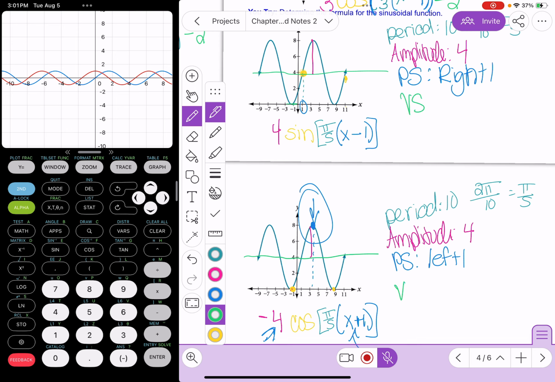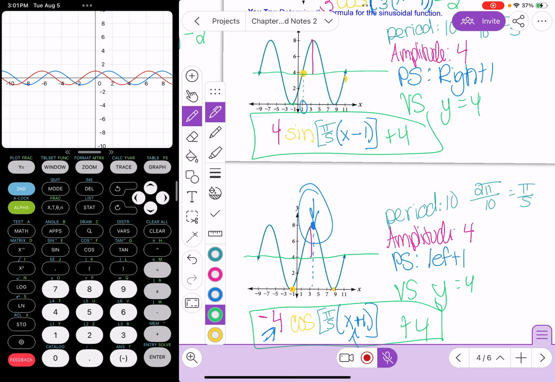And then your vertical shift is your midline. So your midline for both of them is y equals 4. So at the end you have plus 4. So there are two possible equations.